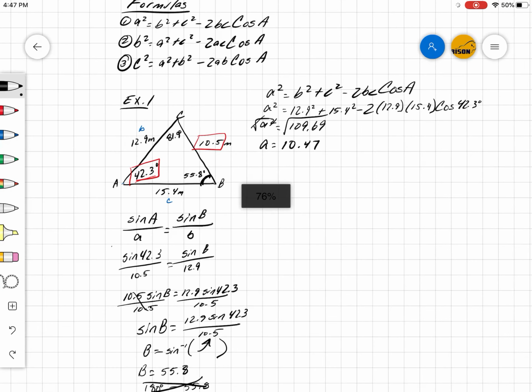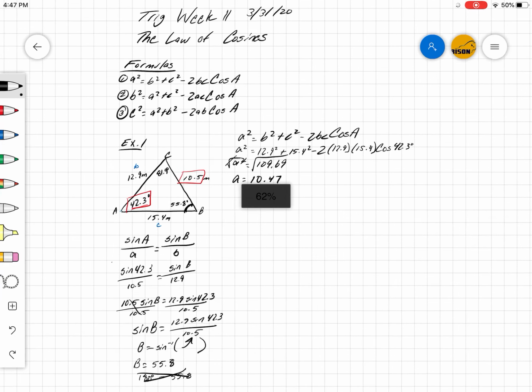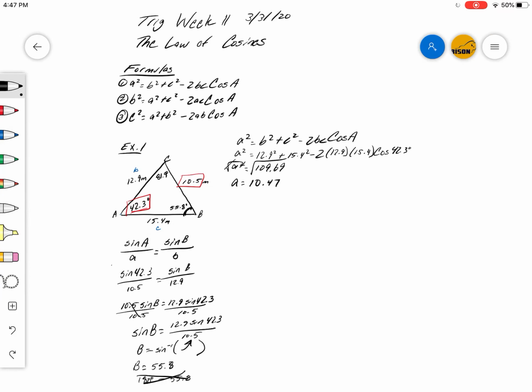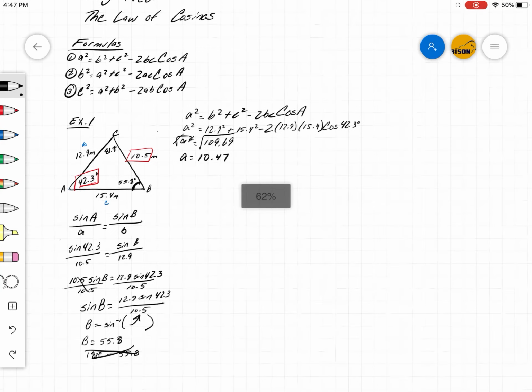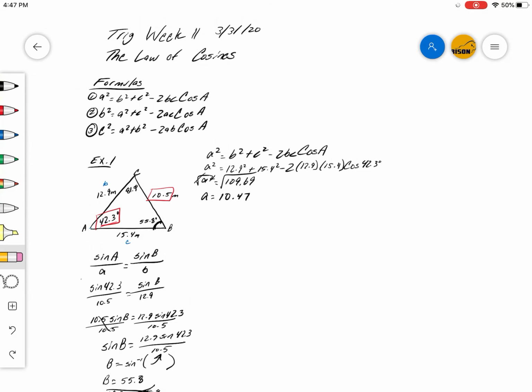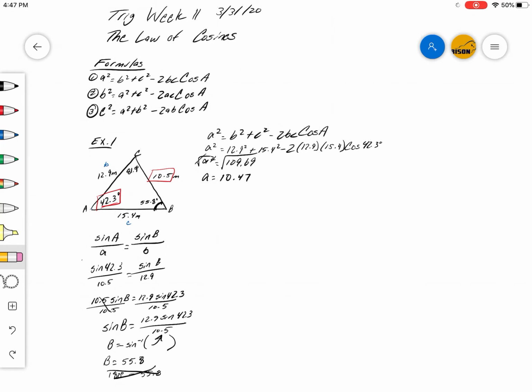And remember, the reason that we had to set up the law of cosines is because we did not have a control. Okay, so the red right here was the first thing that we solved for using the law of cosines. Okay, once we got that, it gave us a control so that we could use the law of sines to find the rest of the information.